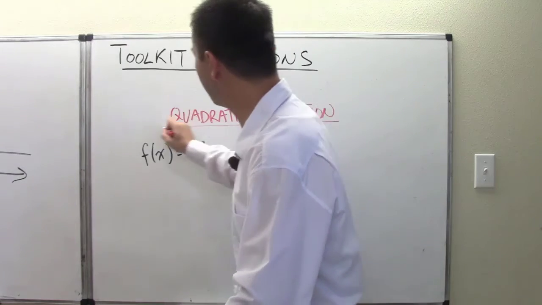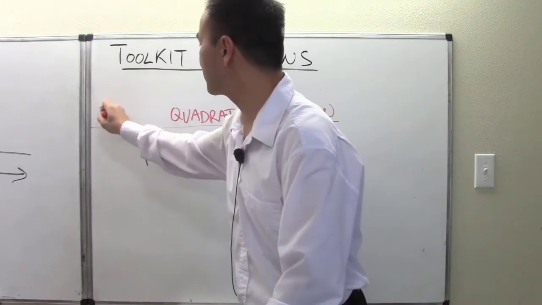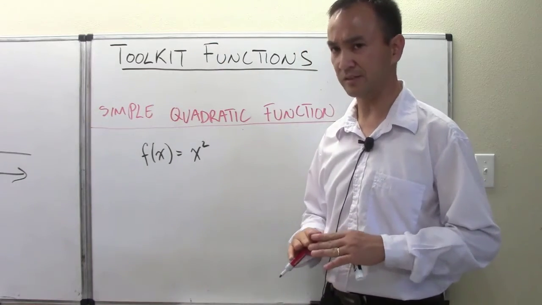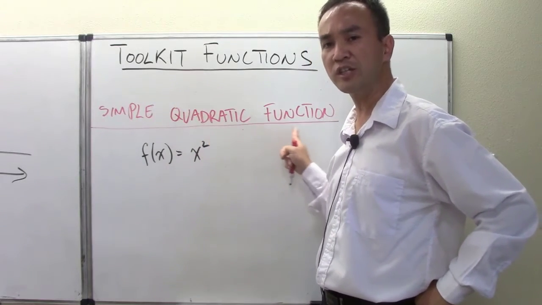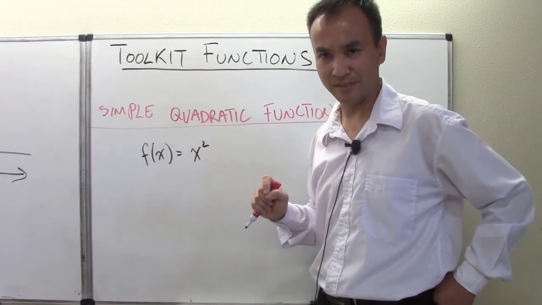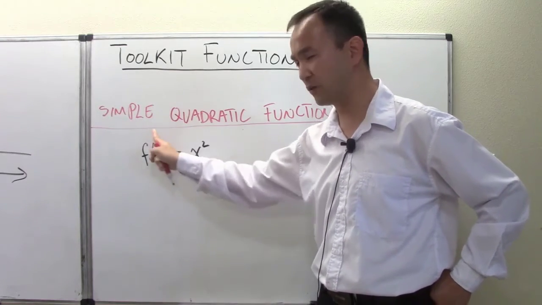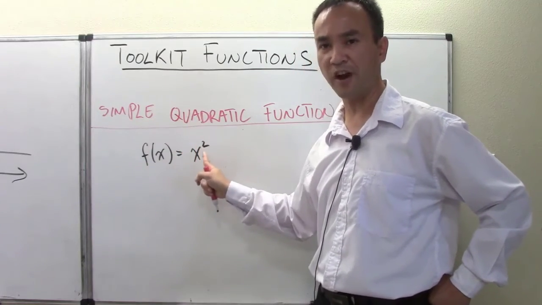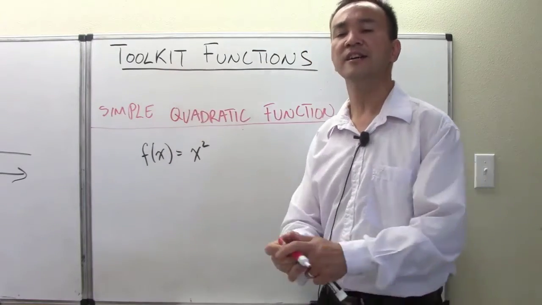But allow me to call this function a little more specific. How about we call it a simple quadratic, because quadratic itself is a family, and there are many other quadratic functions. I don't want to overuse this term quadratic function, because there's an entire sky of quadratic functions out there. This is only one among the quadratic functions. So with this specific one, allow me to regard it as the simple quadratic function. But in the end, this function itself, f of x equals x squared, is one among the toolkit functions.